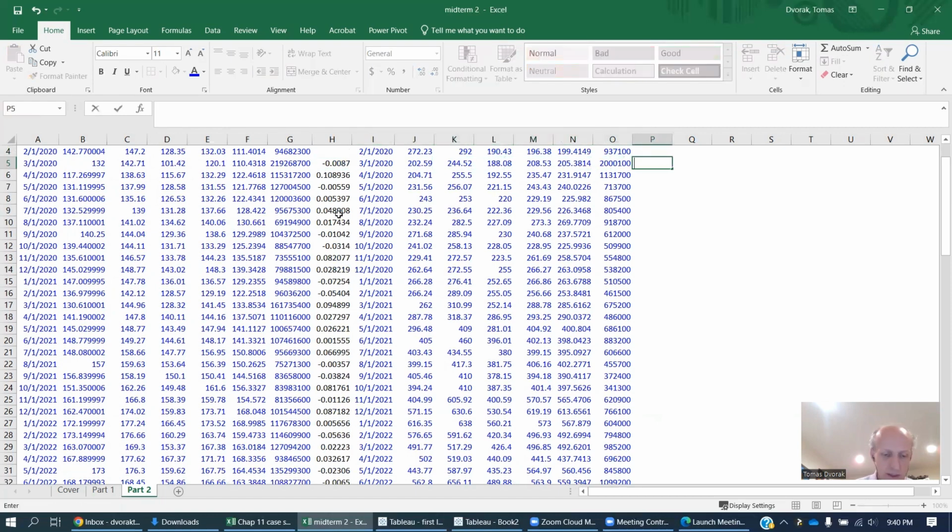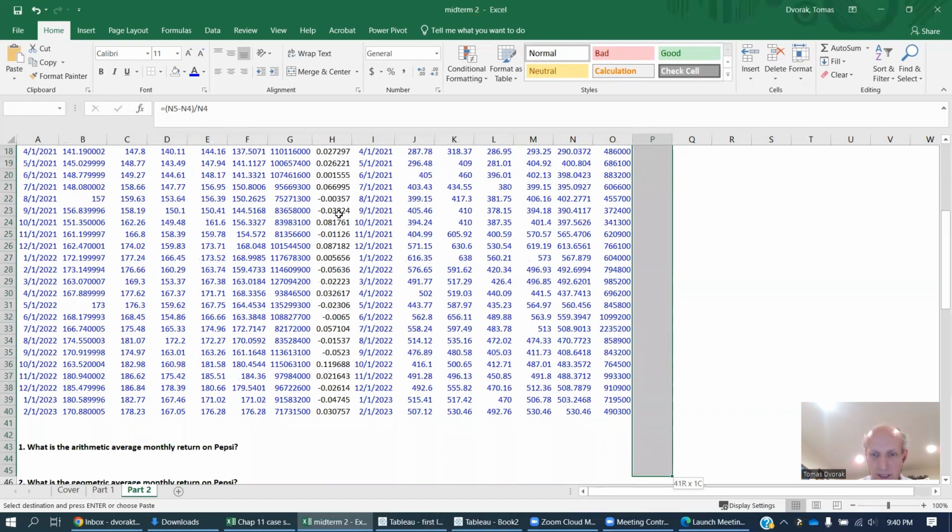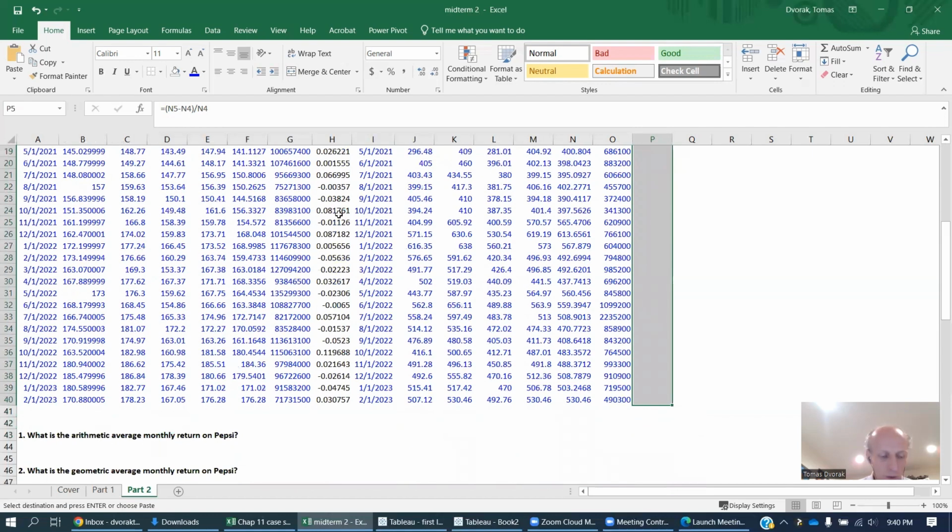Oops, Control V. No, all right, let's do it again. Control C, Control V. We're going to calculate this. That's the formula that we want. N5 minus N4 over N4. And we're going to copy that down so that we have it for all of the months.